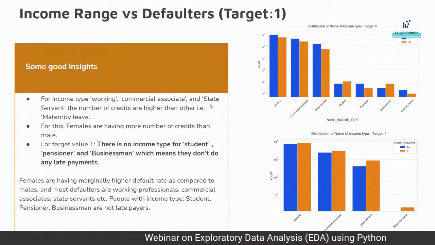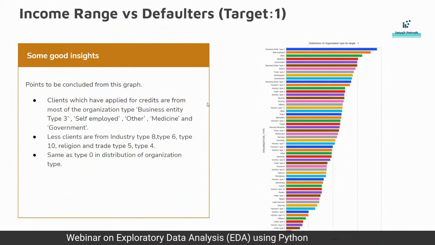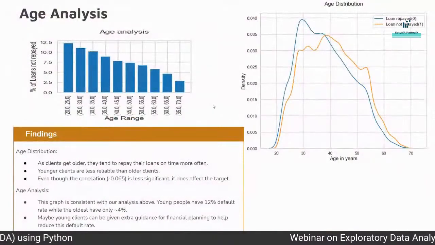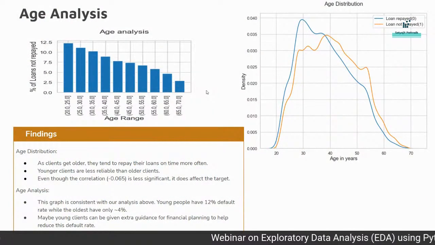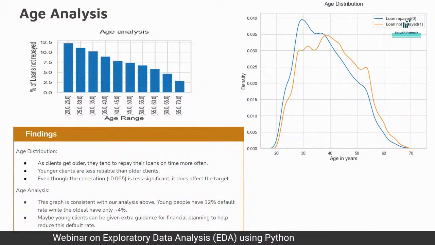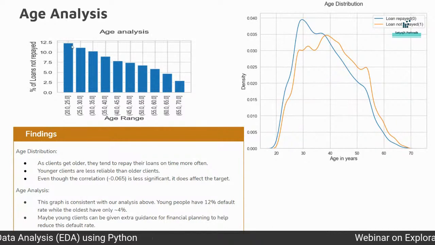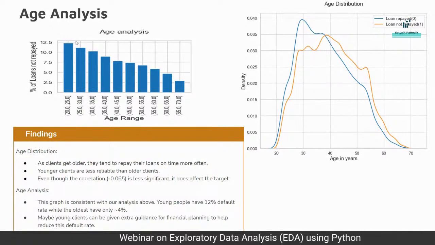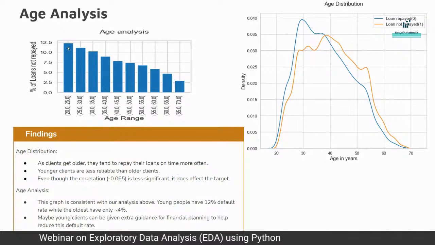Similarly, all these kinds of insights have been done with a lot of variables, and the entire code will be available to you for further analysis. You can check that. And next one will be numerical analysis. Similarly, you can see age analysis. We have converted it into age ranges, and then we are analyzing it. So you can see the 20 to 30 age group are the most defaulters, right? You can see age distributions.